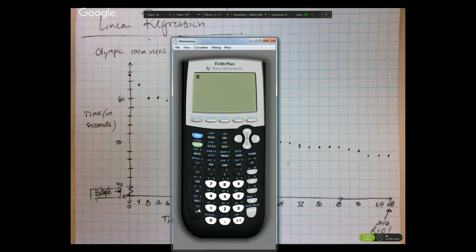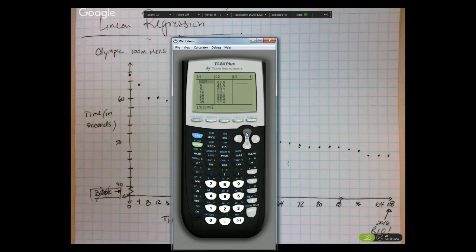So you turn it on, obviously. There's a stat button. That's where we do our statistical analysis. Okay, so we're going to hit stat, and this is edit. So hit enter. And you can see that I have already put the years since, so 0, 4, etc. in list 1, and the times in seconds, because that's what my axis is, in list 2.